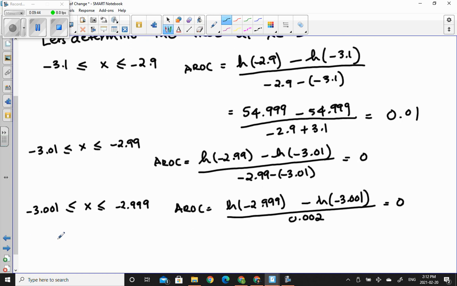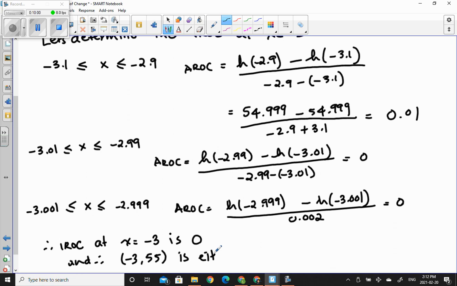So we know that, therefore, the instantaneous rate of change at x equals -3 is 0, and therefore (-3, 55) is either a maximum or a minimum point. Okay.